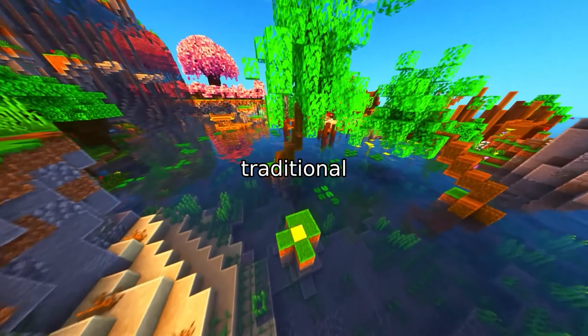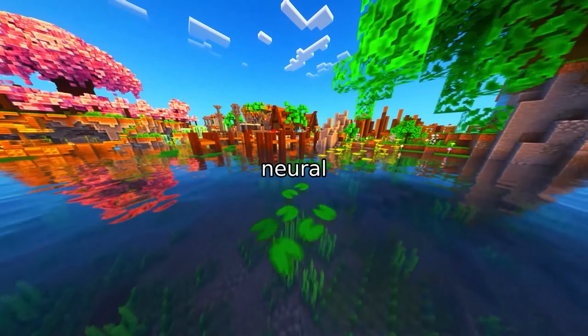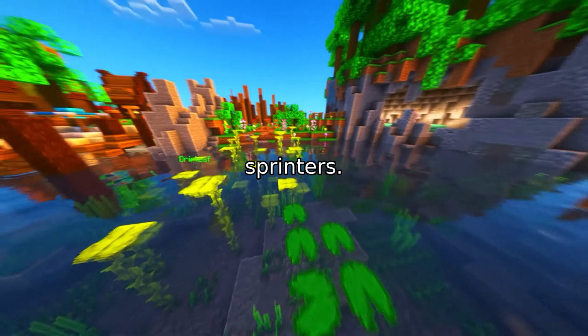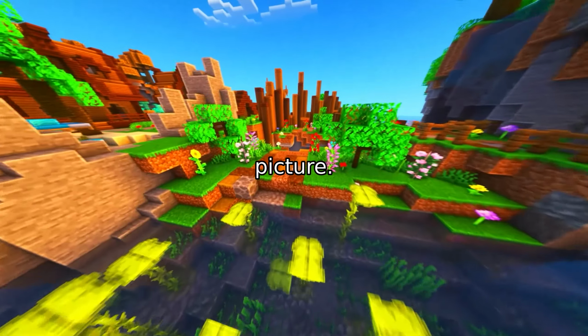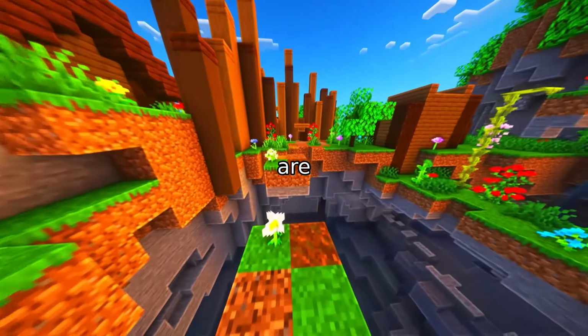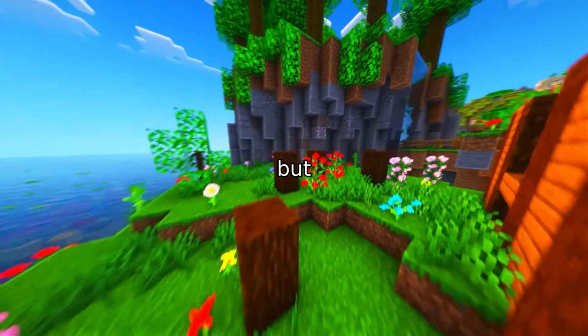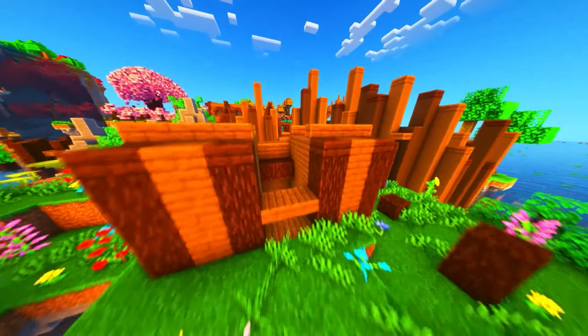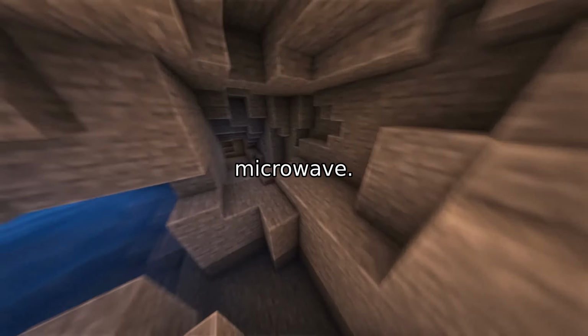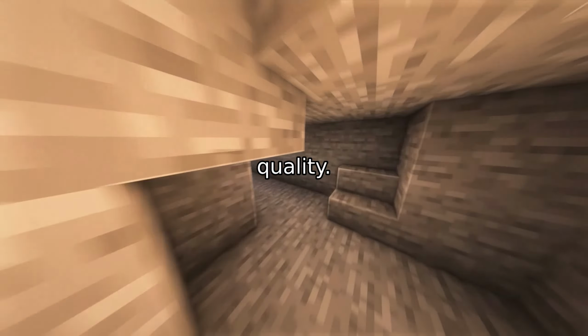So what's the problem with traditional methods? Think of convolutional neural networks, CNNs, as fast sprinters. They process images quickly but miss the big picture. Transformers, on the other hand, are like marathon runners. They capture long-range details like textures or facial curves, but drag their feet when it comes to speed. It's like trying to cook a gourmet meal with a microwave. Convenient, but not exactly restaurant quality.